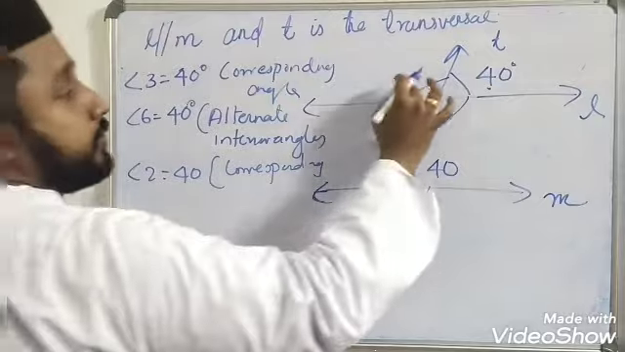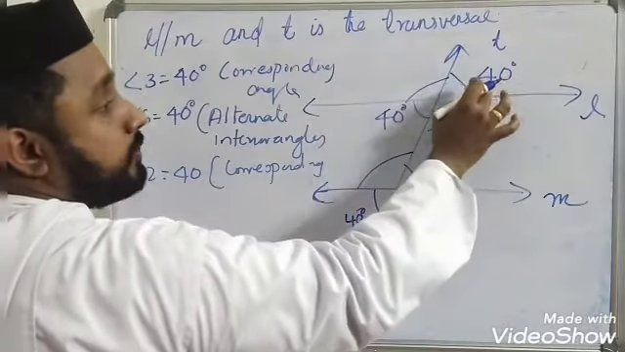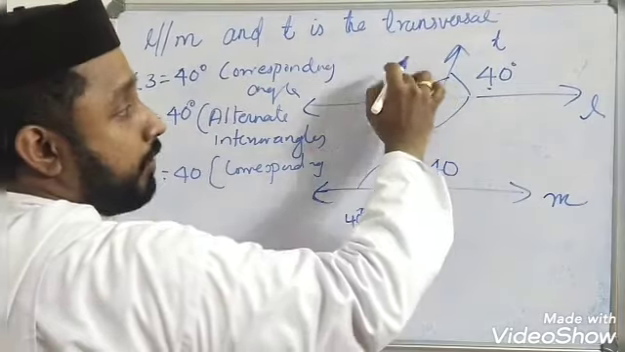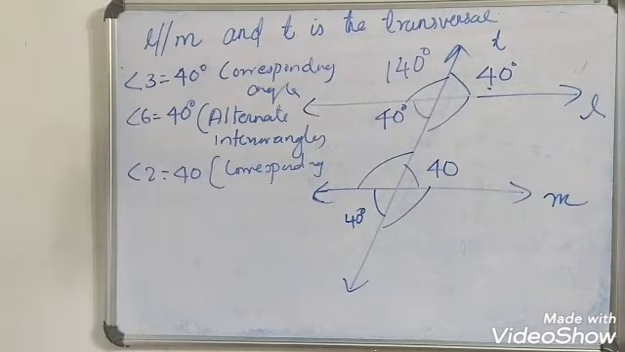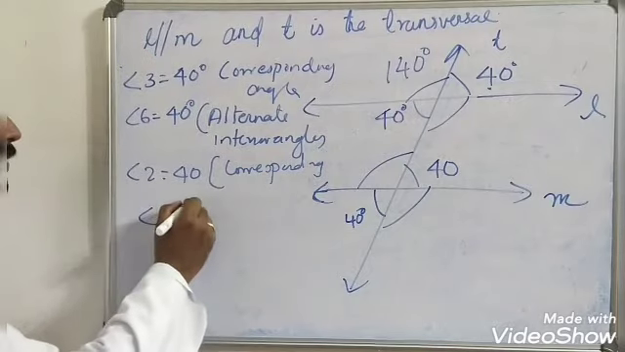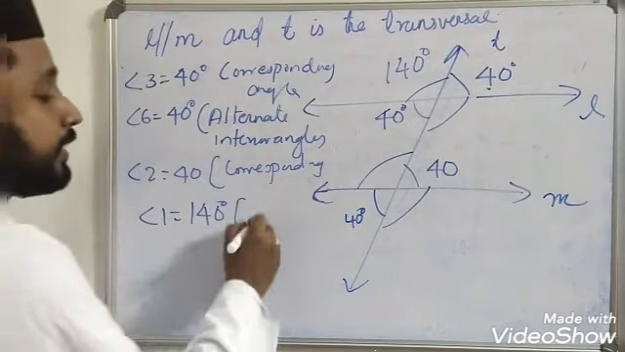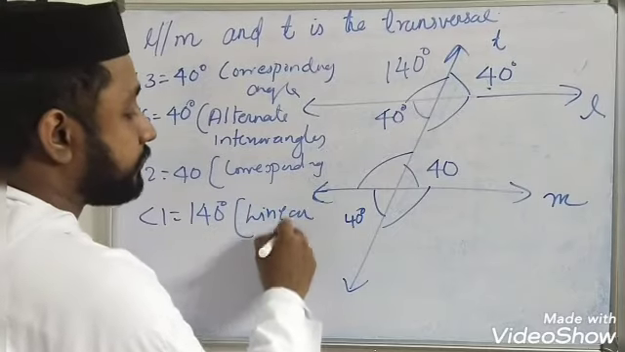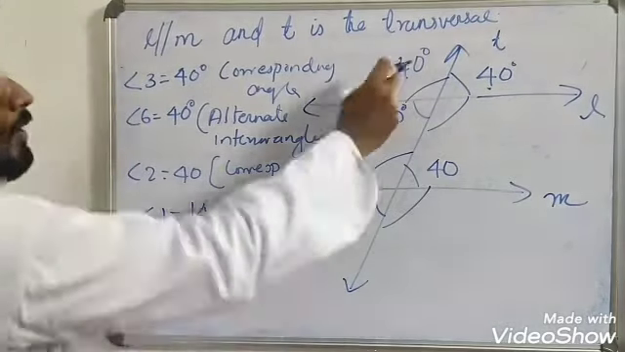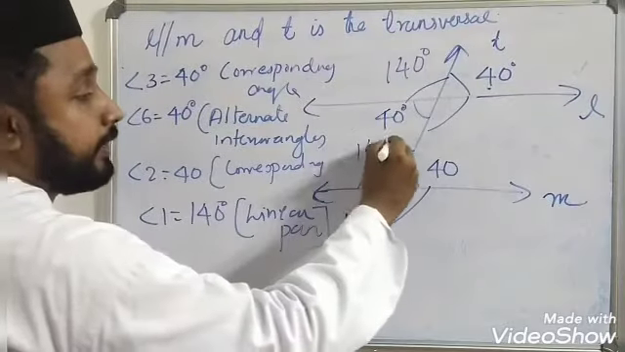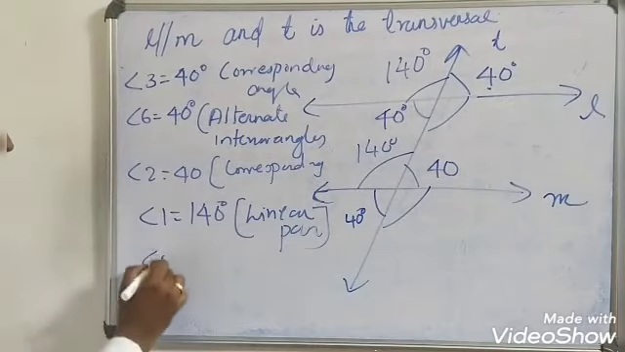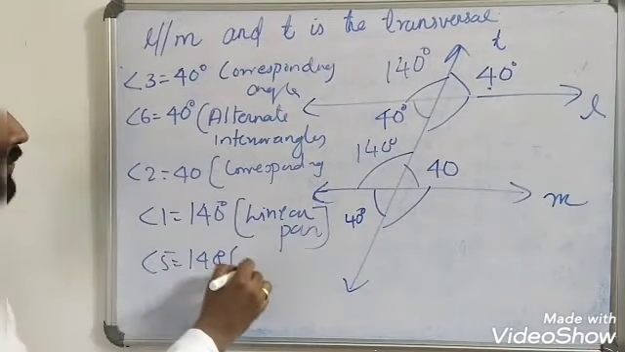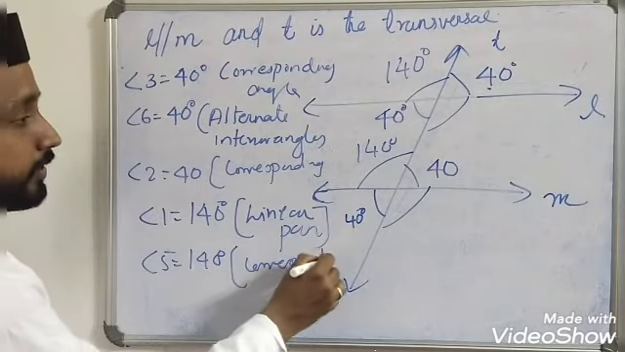Then we know these two are linear pairs. So if it is 40, this will become 140, since sum is 180 degrees. They are supplementary, means their sum is 180 degrees. So that is 140 degrees. So angle 1 is equal to 140 degrees. Reason is linear pair. If it is 140 degrees, this also 140 degrees. This is corresponding angle. So angle 5 is 140 degrees. Corresponding angles.